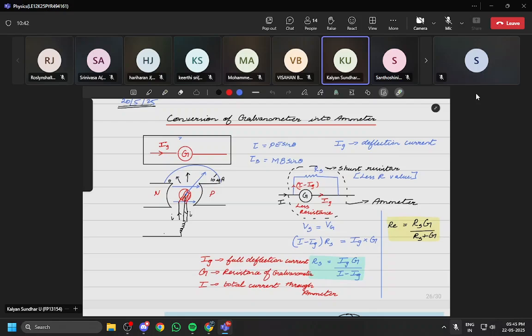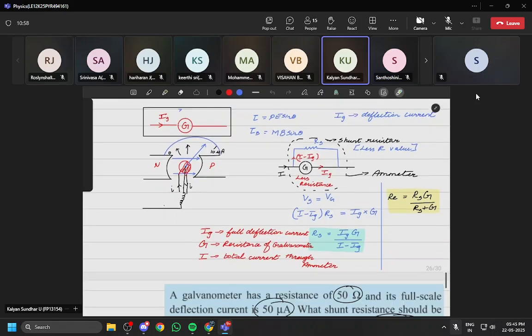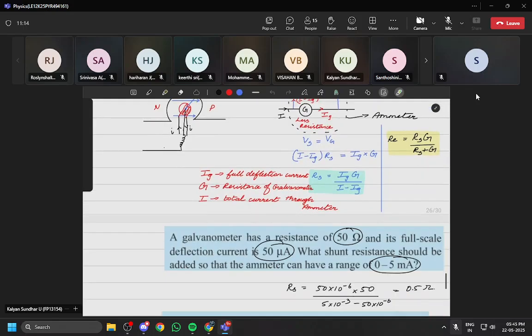So to show full deflection, a small amount of current is enough. So IG is the current passing through your galvanometer, and the rest of the current, total current I minus IG, is the one which will flow through the shunt resistance, right? There is only one condition: the galvanometer and the parallel resistor together make the ammeter, and in both the external resistance as well as the galvanometer, the potential is going to be the same, since both are connected in parallel. So with that, you can find out the shunt resistance.